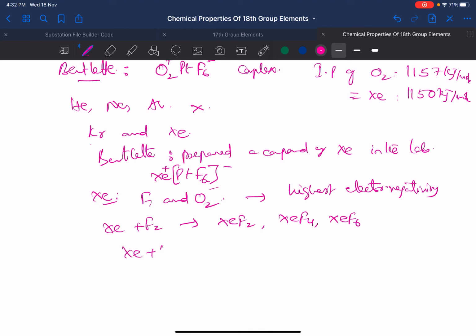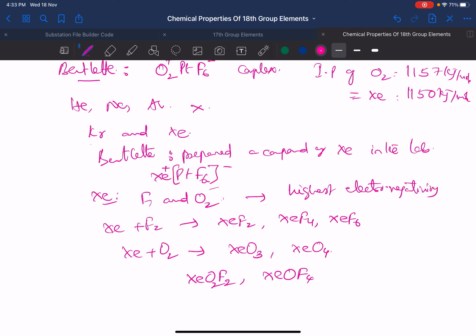When xenon combines with oxygen, it gives xenon trioxide. Xenon and oxygen compounds are xenon trioxide and xenon tetroxide. So these are the main important compounds, and other compounds are also there. They are XeO2F2, xenon dioxidifluoride, and XeOF4, xenon oxytetrafluoride. These two are also important compounds.